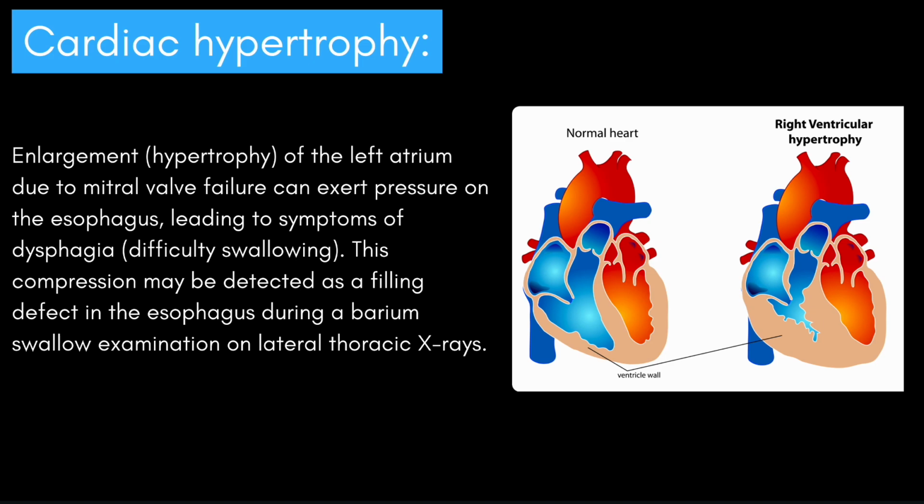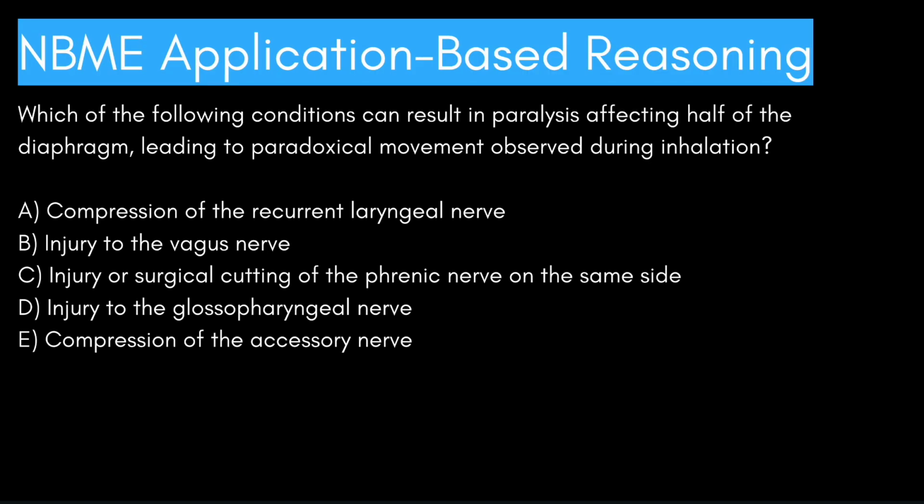Moving on, let's go look at some questions. Which of the following conditions can result in paralysis affecting half of the diaphragm, leading to a paradoxical movement observed during inhalation?